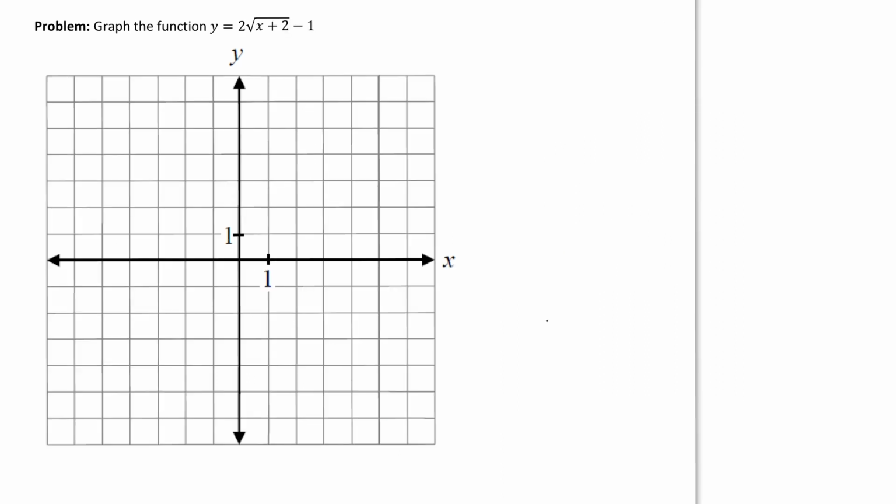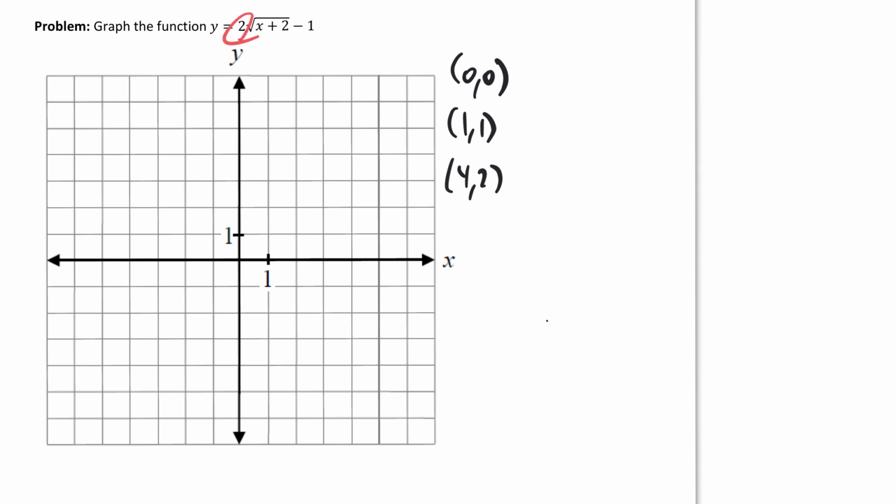Here we have another radical to graph. And again, as long as we can recognize the transformations, we should be all right. Go ahead and pause the video and see if you can come up with the sketch of this graph. All right, so let's start with our base points, (0, 0), (1, 1), (4, 2). Now the 2 in front is going to represent a vertical stretch, and then the 1 at the end is going to be a vertical translation.